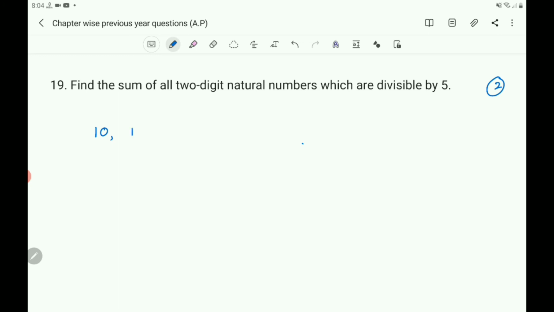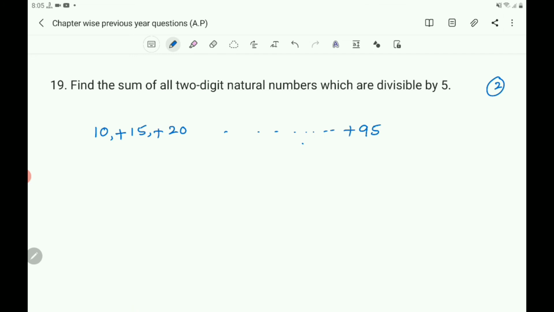Next 15, then 20. So here find the sum of all 2-digit natural numbers which are divisible by 5. All 2-digit means the last 2-digit number, what is that? You know that is 95. After that you will get 100, which is a 3-digit number. So 95 is the last 2-digit number. And we have to find the sum here.